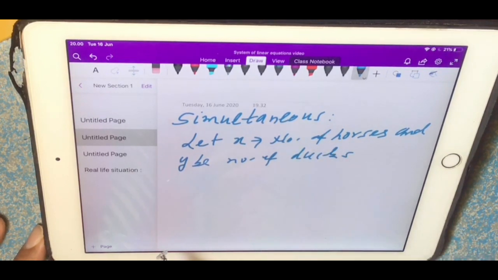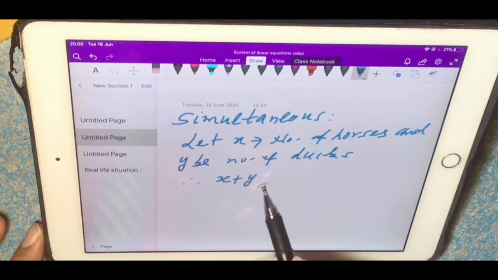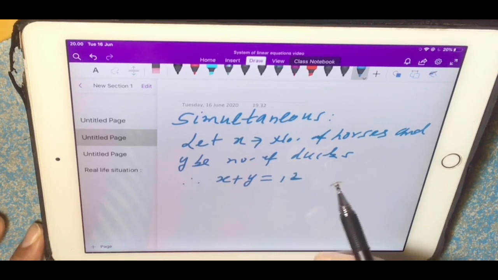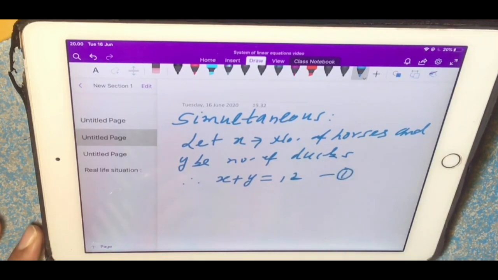As we know that horses and ducks both have one head, according to our finding the total number of heads is 12. So the first linear equation is x plus y equal to 12. We can call it equation number 1. Why do we call it linear? Because the highest power of the variable is always 1.